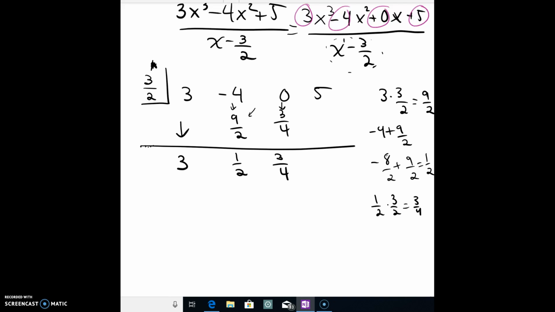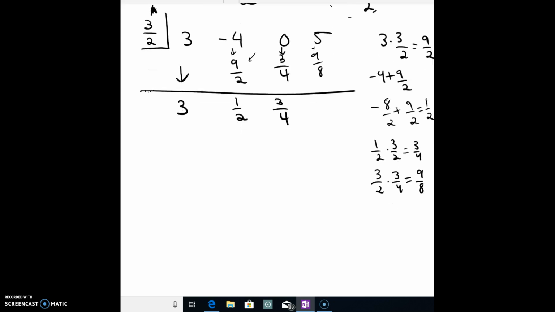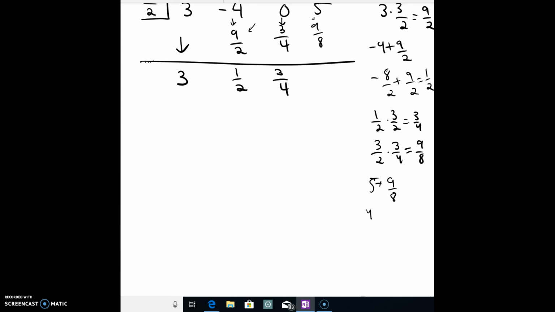Once it crosses the horizontal line, multiply it by the number in the chair. So we're going to multiply 3 halves times 3/4, and we get 9/8. Put 9/8 over here, and then we're going to add again. So 5 plus 9/8. Well, that's the same thing as saying 40 over 8 plus 9 over 8, and that gives us 49 over 8. So we get over here 49 over 8. Whatever that last term is, put a box around it because that's going to represent our remainder.